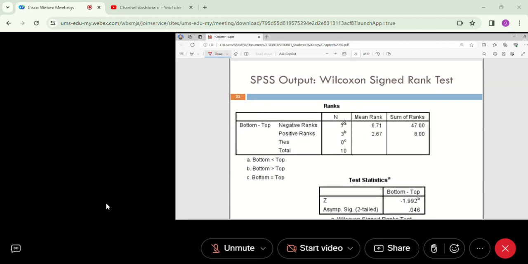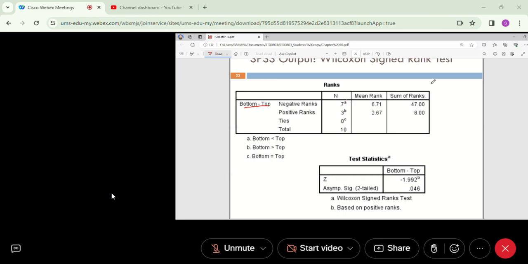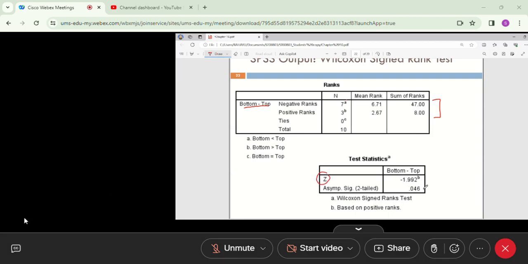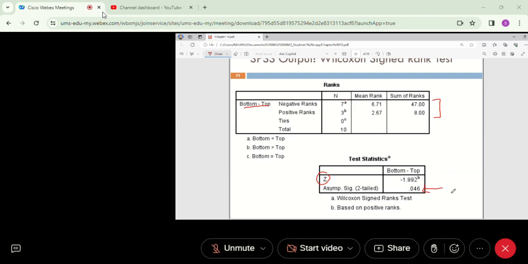We have the number of negative ranks is 7. I did bottom minus top, the other way around. So it becomes 7 and 3. After we standardize the T, the minimum between these two, I get the Z value equal to negative 1.992. And then the p-value is less than 5%, less than alpha. So we have a significant difference in the number of seeds between two different locations, top and bottom.